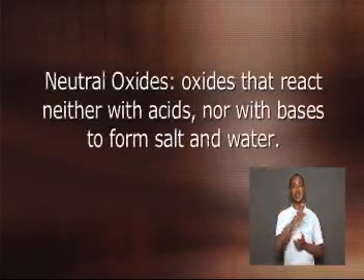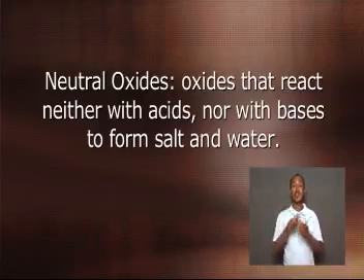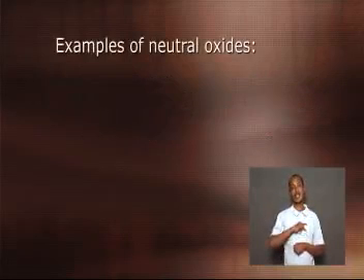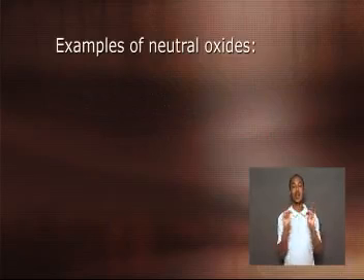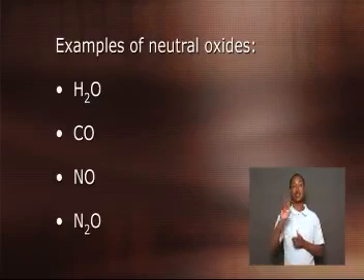There are only a few neutral oxides. The word neutral refers to the fact that these oxides react neither with acids nor with bases to form salt and water. Therefore, these oxides do not display basic or acidic properties. Examples of neutral oxides include water, carbon monoxide, nitrogen monoxide, and dinitrogen monoxide. Let us move on with our lesson by discussing peroxides.